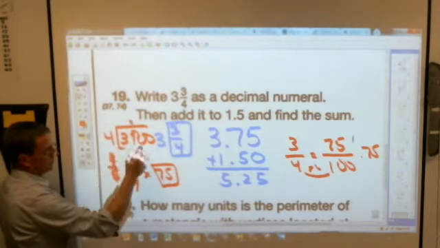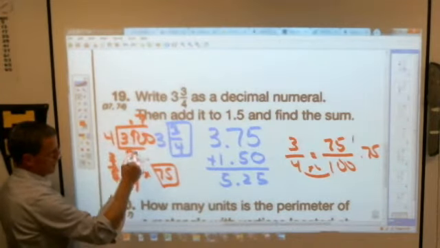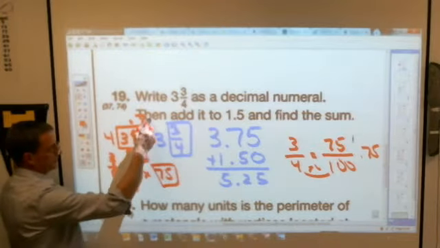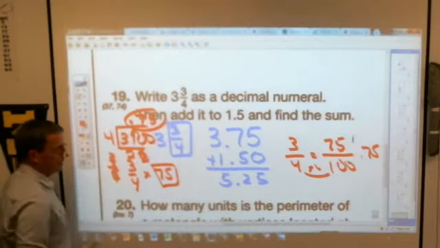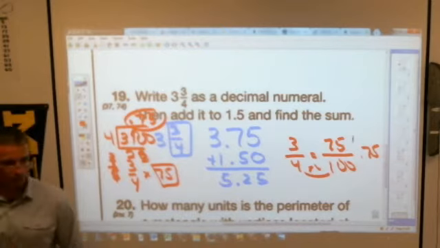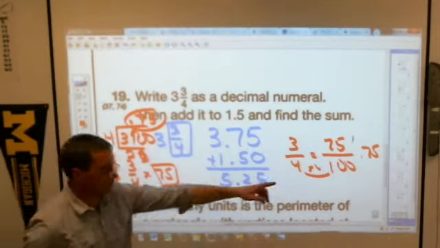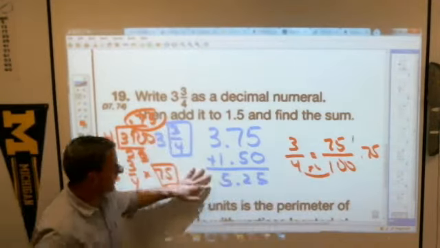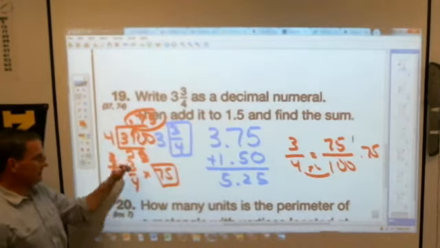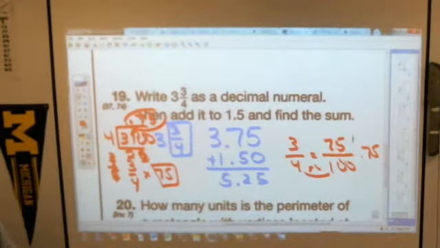4 goes into 3 zero times. That's 28. 4 goes into 25 times. I'm pretty sure we've talked about that. If it's a fraction that you can't do this with, and you don't automatically know, you have to divide the bottom into the top. That's why you get a decimal, because it's a bigger number into a smaller number.